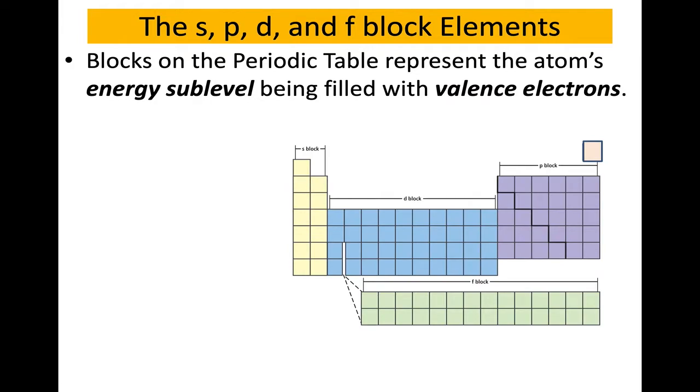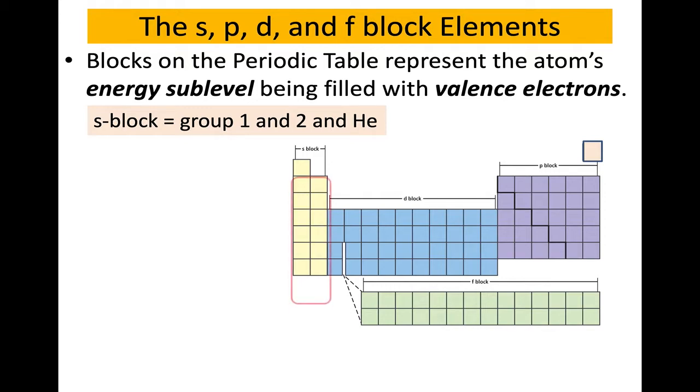So let's look at the periodic table. This is our Bible. Blocks on the periodic table represent the atom's energy sublevel, again with valence electrons. First off, again, review, we're going to look at the S block. That's groups 1 and 2. That's these guys. And again, group is like a column.